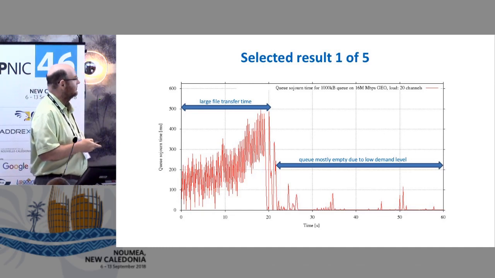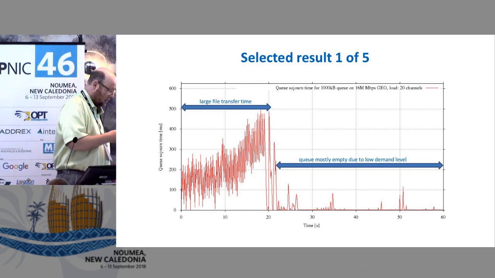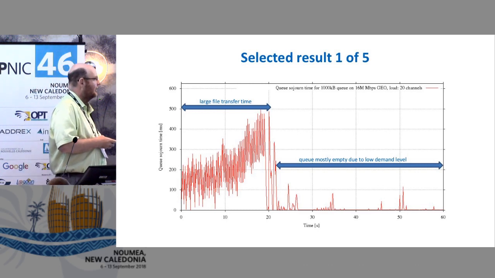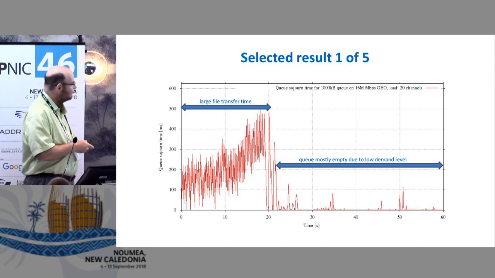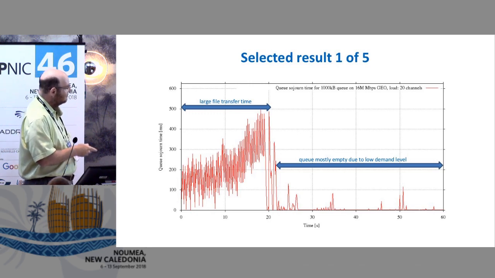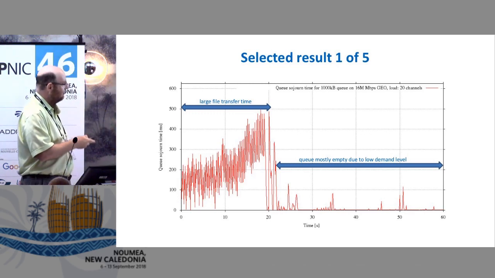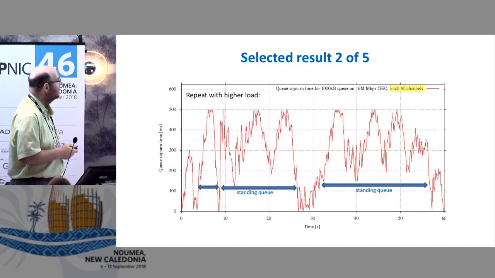So this is what, for example, the queue sojourn time for a classically dimensioned queue on a 16 megabit per second GEO link under relatively light load looks like. So we see that this is the time when our large file transfer is still going here. We see we're getting queue sojourn time going up to 200 milliseconds here. So this is a standing queue forming. Once that's over, we're having light load, and there's virtually nothing in the queue.